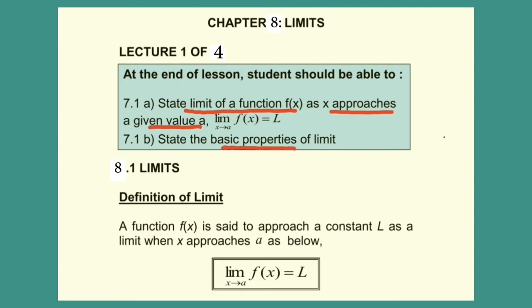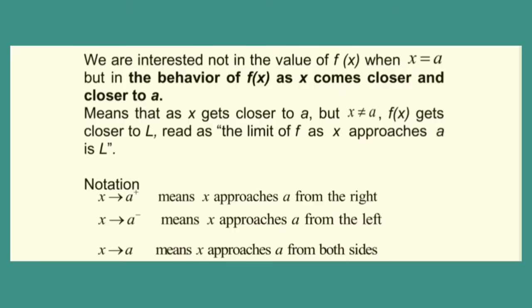A function f(x) is said to approach a constant L as a limit when x approaches a. We write the limit of f(x) as x approaches a equals L. We are looking at the behavior of f(x) as x comes closer and closer to a. It means that when x gets closer to a but x is not equal to a, f(x) gets closer to L. Read as the limit of f as x approaches a is L.